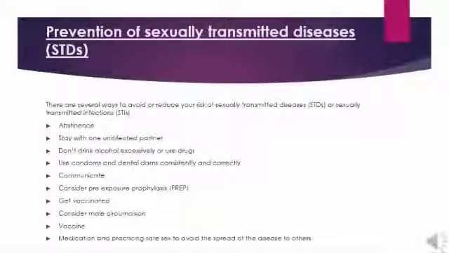Staying with one uninfected partner. Another reliable way of avoiding sexually transmitted diseases is to stay in a long-term mutual monogamous relationship in which both parties have sex only with each other and neither of the partners is infected. Thus, both partners have to get themselves tested before they go into that relationship. 3. Don't drink alcohol excessively or use drugs.